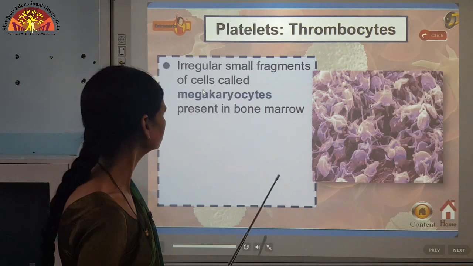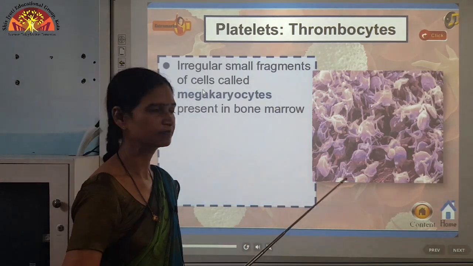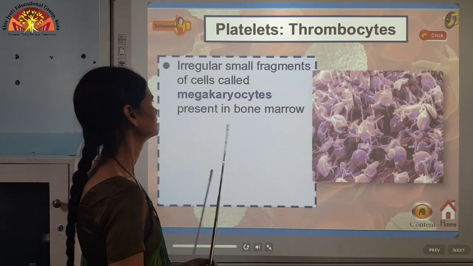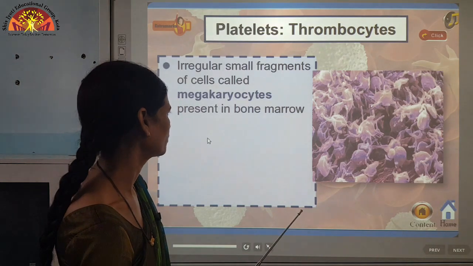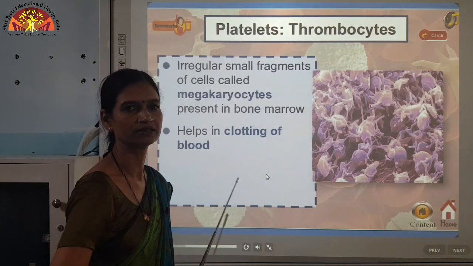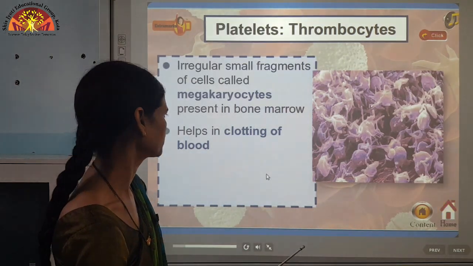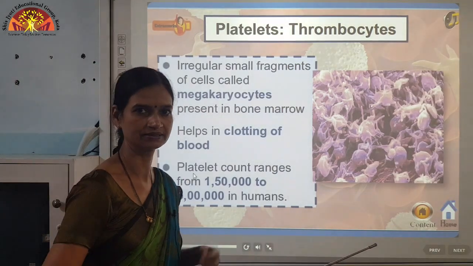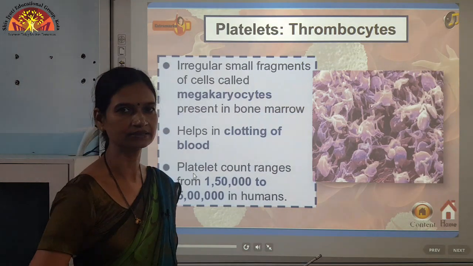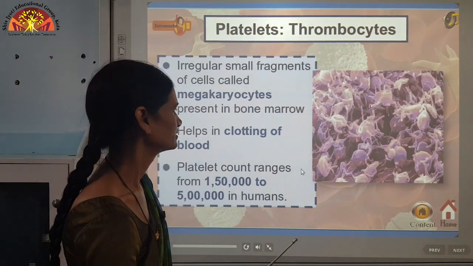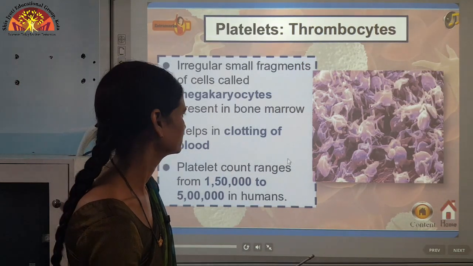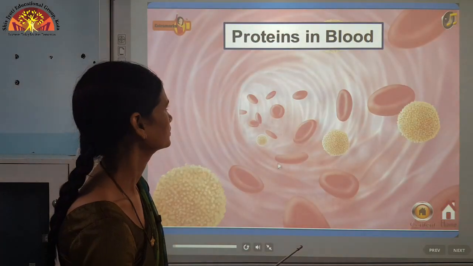So thrombocytes or platelets, they are irregular in shape और ये fragments के form में present रहते हैं, and they are also known as megakaryocytes. They are present in bone marrow, that is they are formed in bone marrow, and their main function is clotting of blood. So they play a very important role in blood clotting. We'll study this clotting of blood in detail in our later section. Their number ranges from 50,000 to 5 lakh in humans. है ना, sometimes आपने सुना होगा कि in some diseases like dengue, platelets go down. So it is also a very important component of the blood.